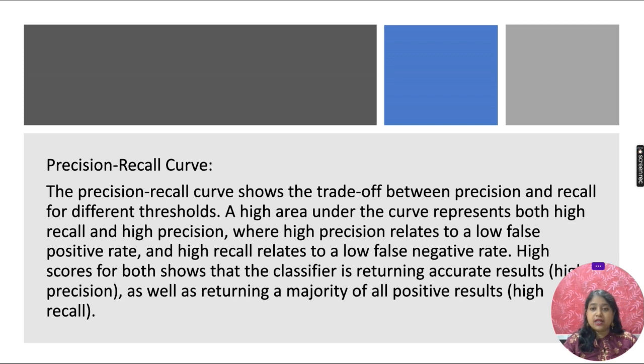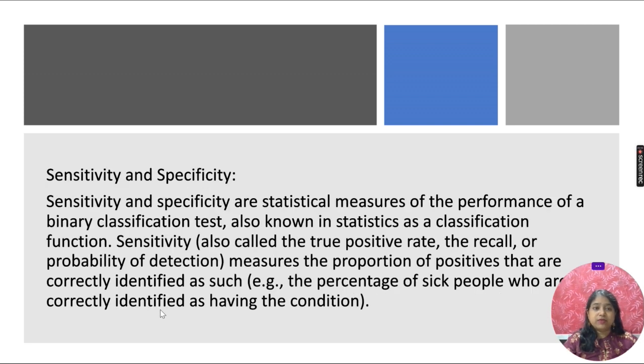A high area under the curve represents both high recall and high precision, where high precision relates to a low false positive rate and high recall relates to a low false negative rate. High scores for both show that the classifier is returning accurate results as well as returning the majority of all positive results, which is high recall.